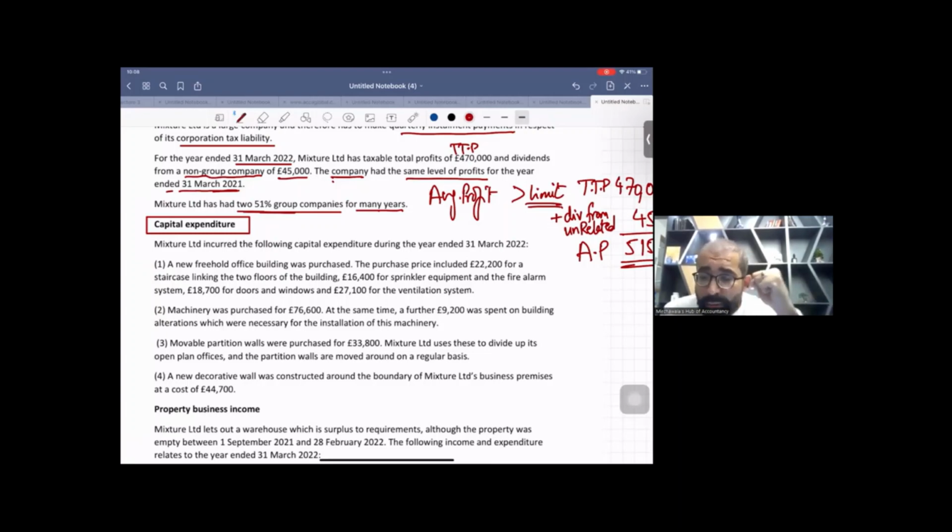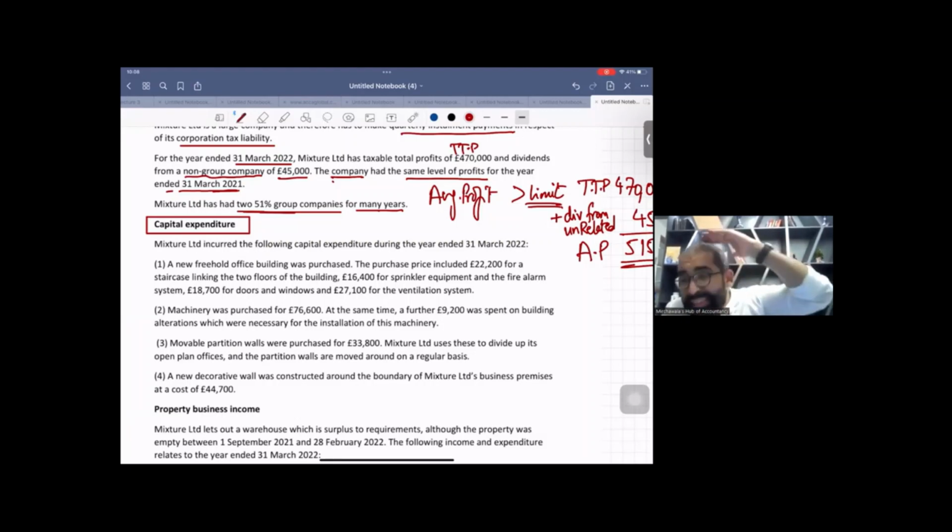So this is a very important thing. Look at here. If you are buying a building, there are a lot of things in the building. In the building, there are lifts, ventilation system, movable walls, fixed walls, stairs, doors and windows.